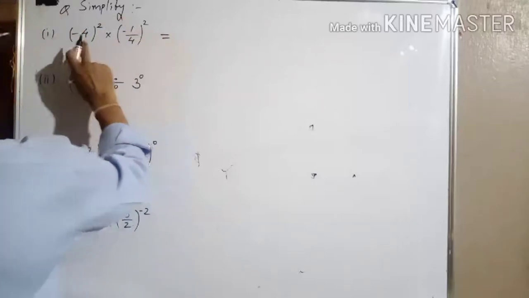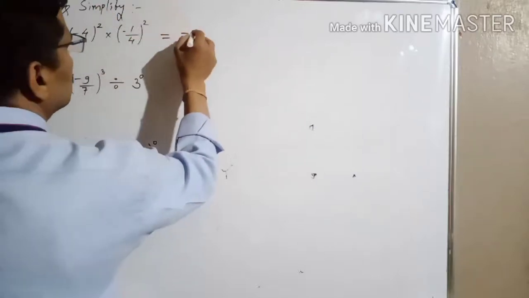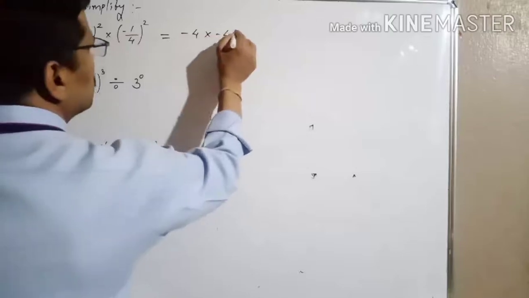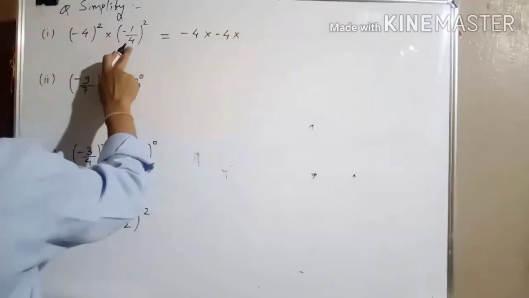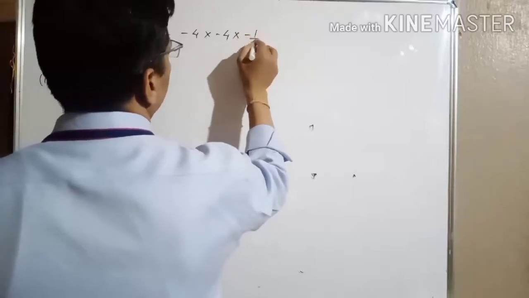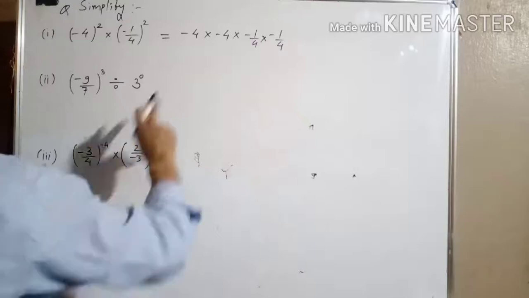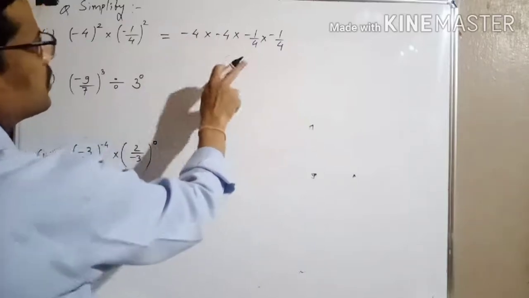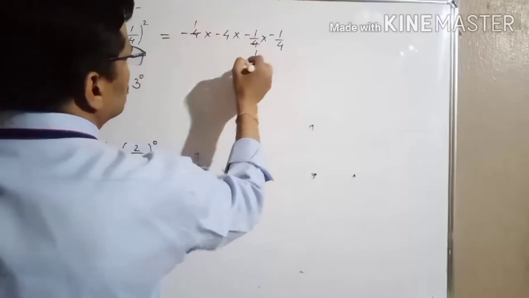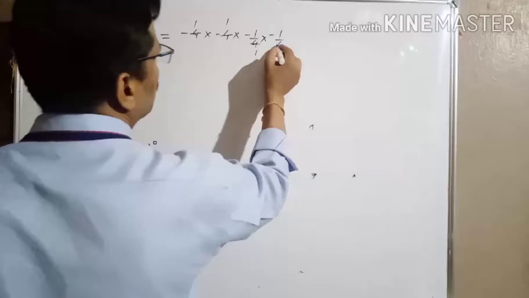Here, minus 4 power 2, so we have to write minus 4 how many times? 2 times. Minus 4 into minus 4, into minus 1 upon 4 power 2, and this also we have to write 2 times. Minus 1 upon 4 into minus 1 upon 4. As you know, numerator and denominator can cancel each other because they are in the same table, so we can cancel 4 once 4, 4 once 4. This 4 and this 4 can also be cancelled.